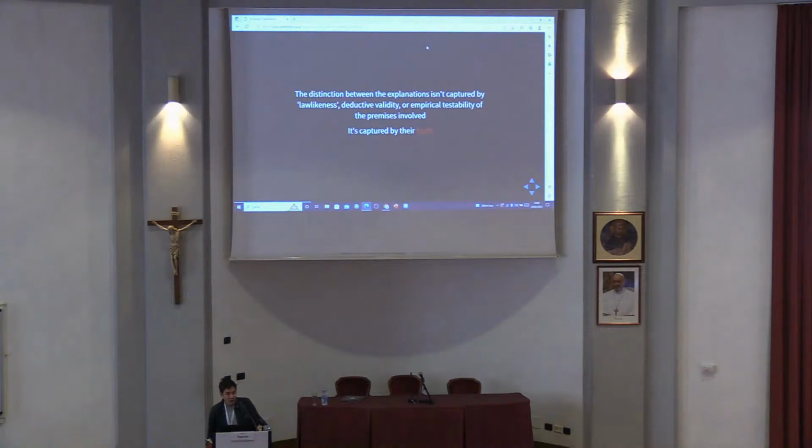It's not captured by the deductive validity of the arguments. Both of those arguments are equally valid. And it's not captured by the empirical testability of the premises involved either. I can go about testing these premises. They're not the sort of things that are beyond the realm of observation. So rather, what captures why the first explanation is explanatory and the second is not, is the fact that the first explanation has true, or veridical, premises.